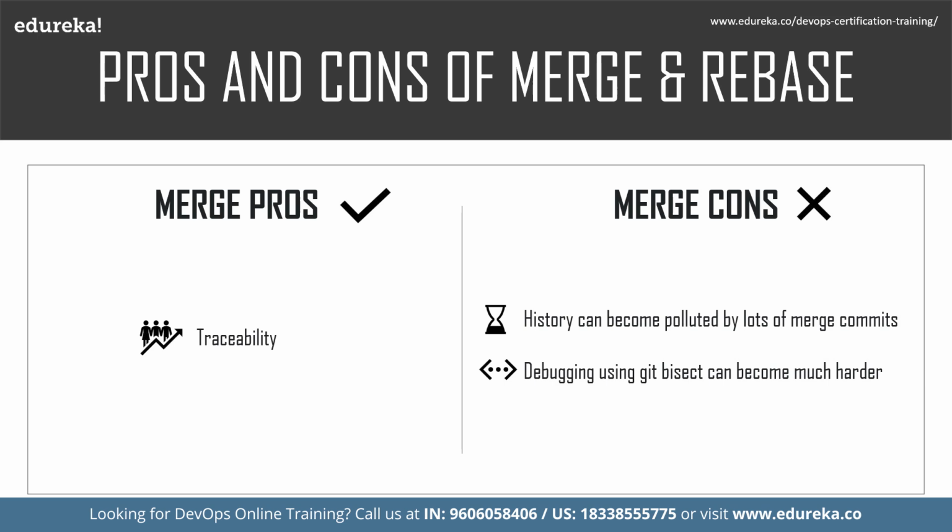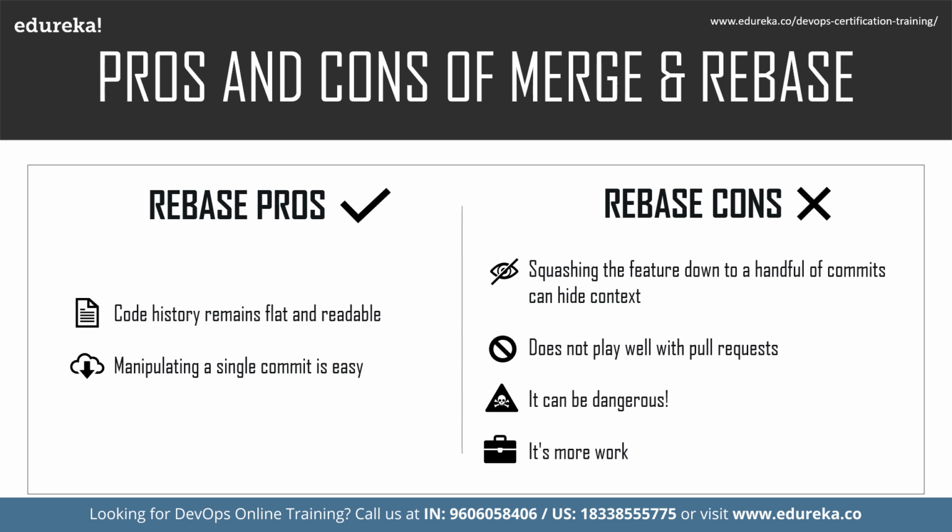Now that we've learned the disadvantages and advantages of Git Merge, let's discuss the pros and cons of Git Rebase. So the advantages are code history always remains flat and readable in Git Rebase. Clean, clear commit messages are as much part of the documentation of your code base as code comments, comments on your issue tracker, etc. Also, manipulating a single commit is extremely easy. That is, you can revert them back very easily.